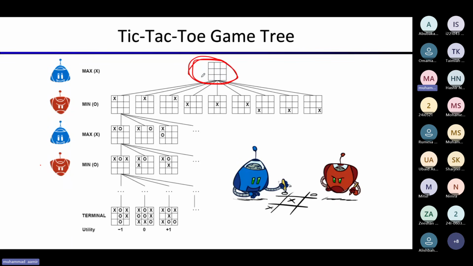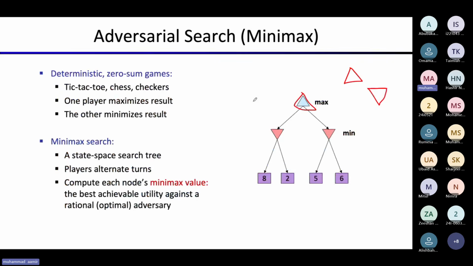So what are we doing? See here, this tree. It is the max player move, it is the min player move. So min will take the minimum value, which out of 8 and 2 is 2. Out of 5 and 6, 5 is the minimum. This is the max player's move, and max will take the value 5. So the path of this game will be this. This is the path of the steps in this game.